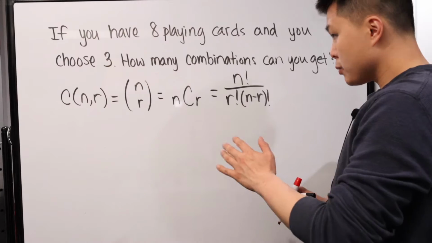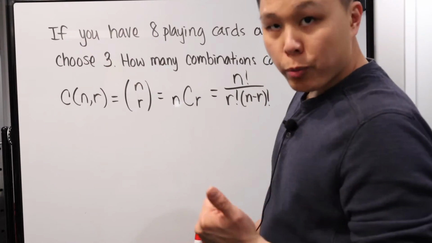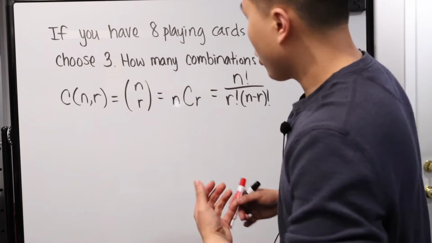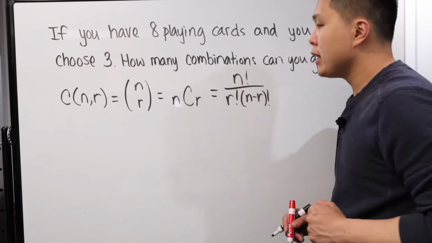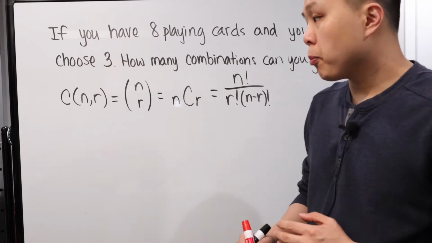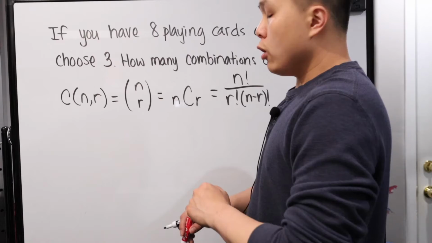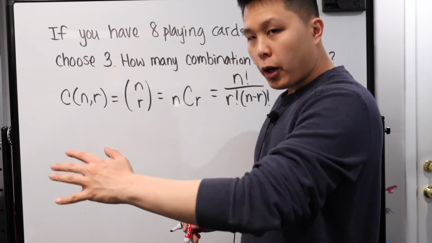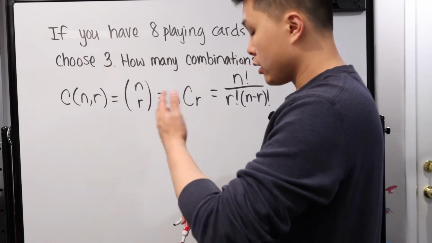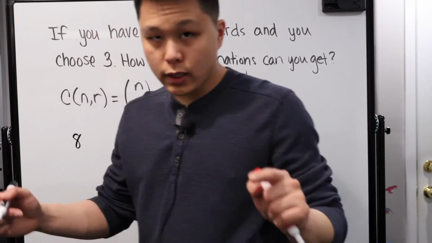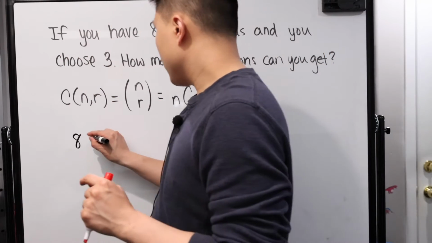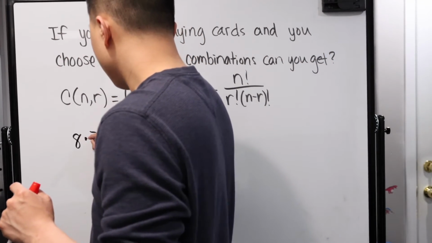Alright, so let's focus on this problem in relation to both the formula and solving it, I guess, logically, or reasoning it out. If you have 8 playing cards and you choose 3, how many combinations can you get? Quite a simple problem. Now here's the thing. Normally when we're thinking about it, there's 8 possible cards and we want to choose 3 of them. We would say 8, right? Because that's the first, 8 possibilities, times 7.